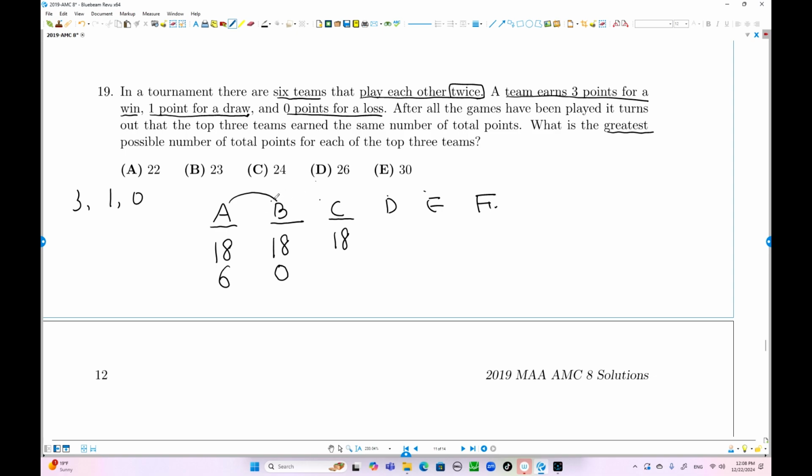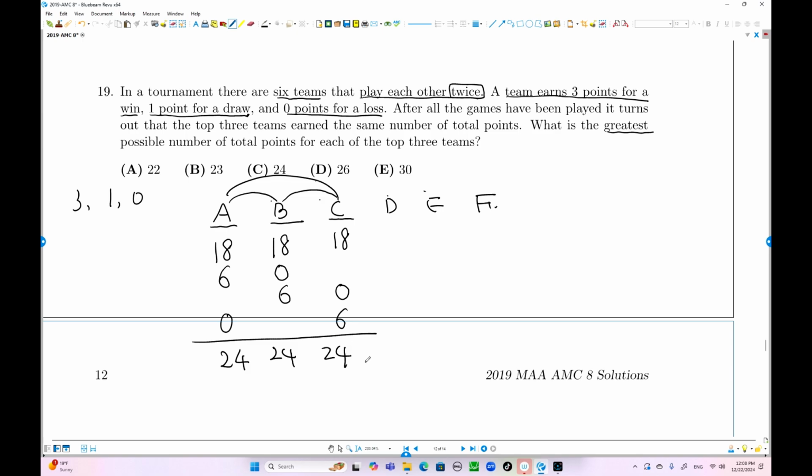Okay, the next one is what? If B wins against C, okay? So B must gain the 6 points, this is 0, right? If C wins against A, okay? So this is 0, this is 6. When you add this one, 24, right? 24 is greater than 22, isn't it? All right? Okay. So C wins between B and C, B wins between C and E, C wins, right? So 24 is the maximum possible point, okay?